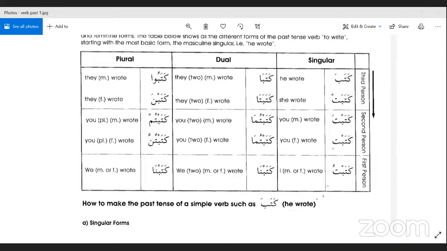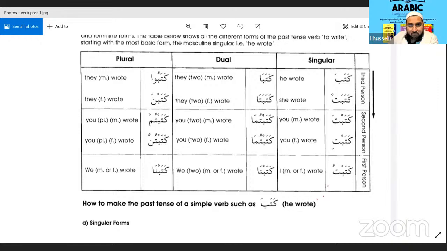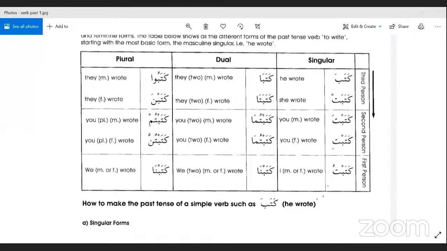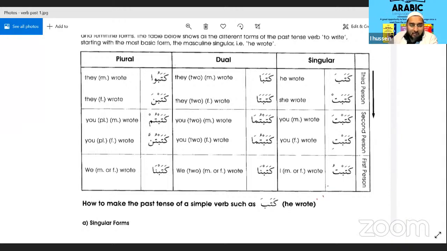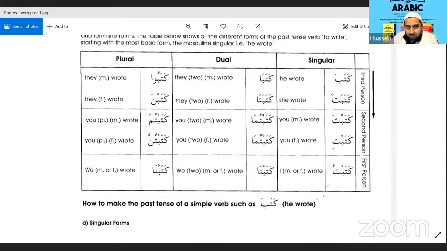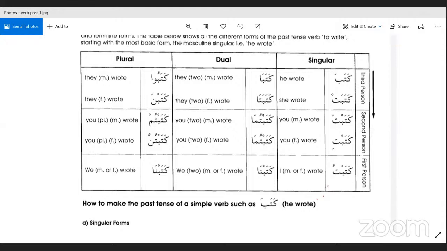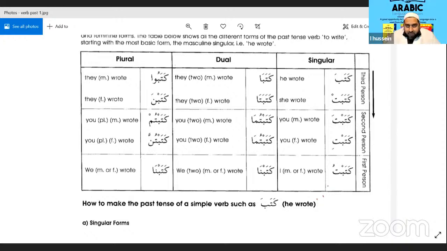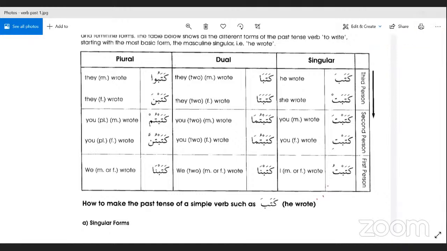Ghasalu. Excellent. Now she: ghasalat. Correct. Ghasalata. Ghasalna. Excellent. Now male: ghasalta. Correct. Ghasaltuma. Ghasaltum. Correct. And now female: ghasalti, ghasaltuma, ghasaltunna. Correct. Now I: ghasaltu. We: ghasalna. Excellent. Is this clear?